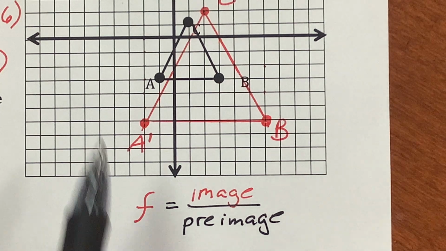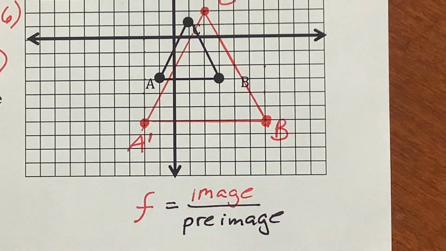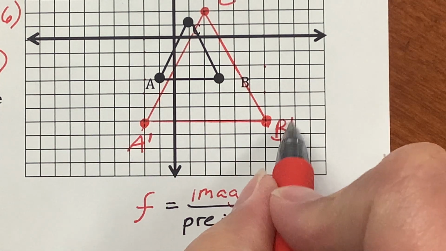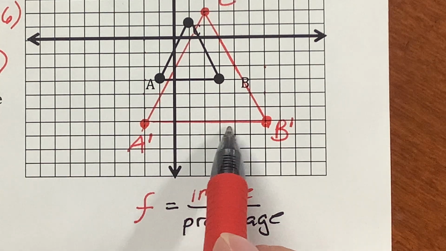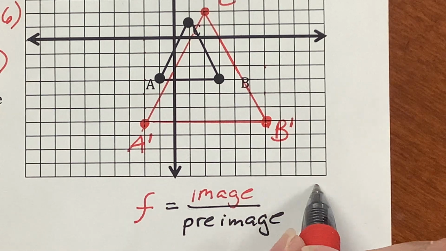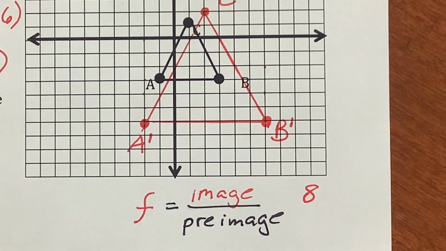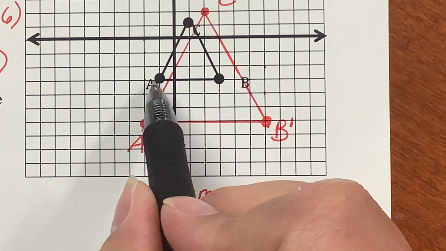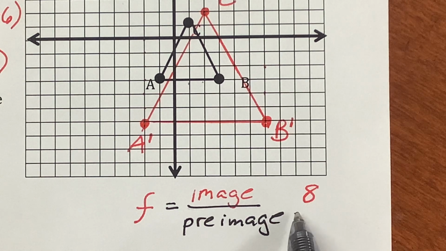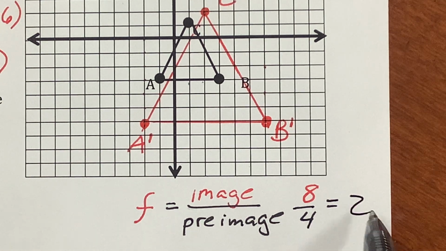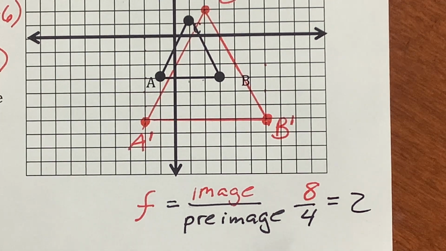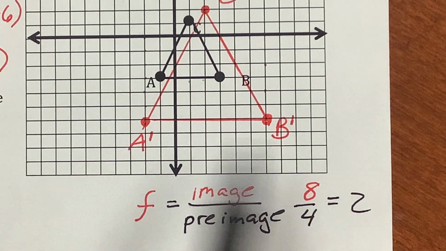So we could actually count the boxes between A prime and B prime to get this length. 1, 2, 3, 4, 5, 6, 7, 8. So my image length is 8. And my pre-image up here from A to B is 1, 2, 3, 4. So my scale factor, 8 divided by 4, is 2. So I get the same scale factor. So I know I did it correctly. And you could do this bit in your head, but I was just checking it.